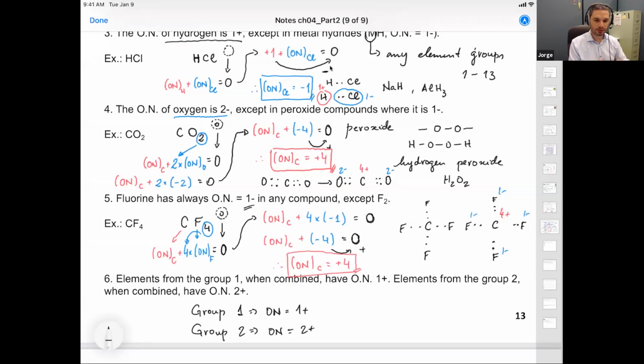Any questions so far? Okay. If there are no questions, the best way to learn oxidation numbers is by practicing.